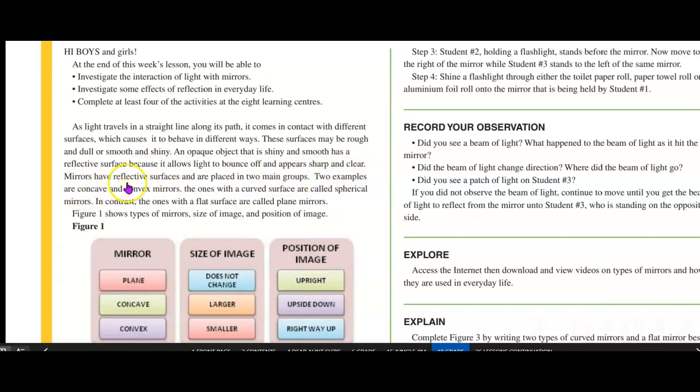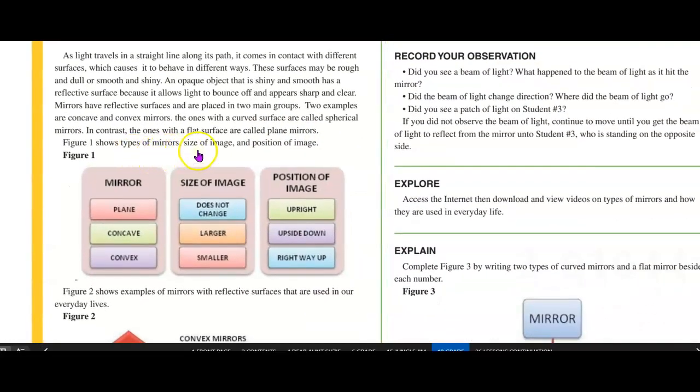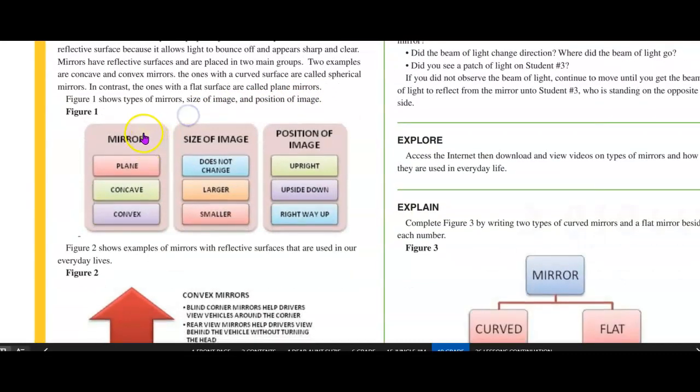Mirrors have reflective surfaces and are placed into 2 main groups. 2 examples are the concave and the convex mirror. The ones with curved surfaces are called spherical mirrors. The ones, in contrast, with flat surfaces are called plane mirrors. Now, figure 1 shows the types of mirrors, the sizes of the image, and the position of the image. So here we have the mirror, if it's plane, if it's concave or convex.